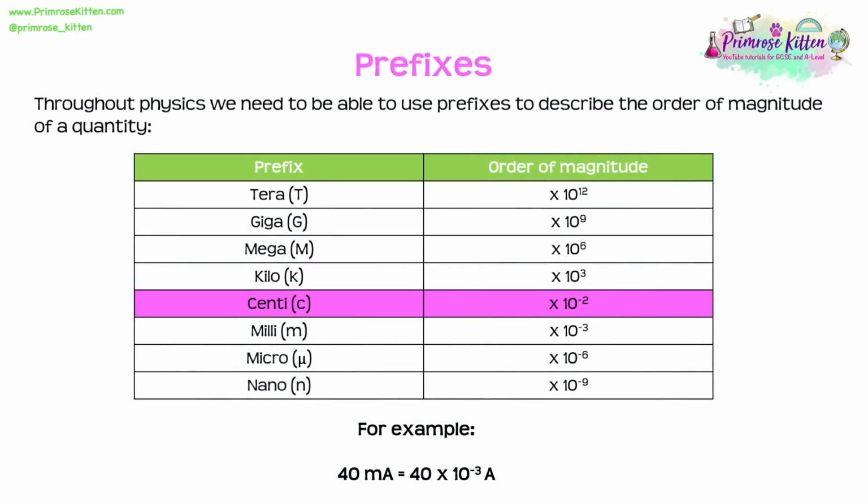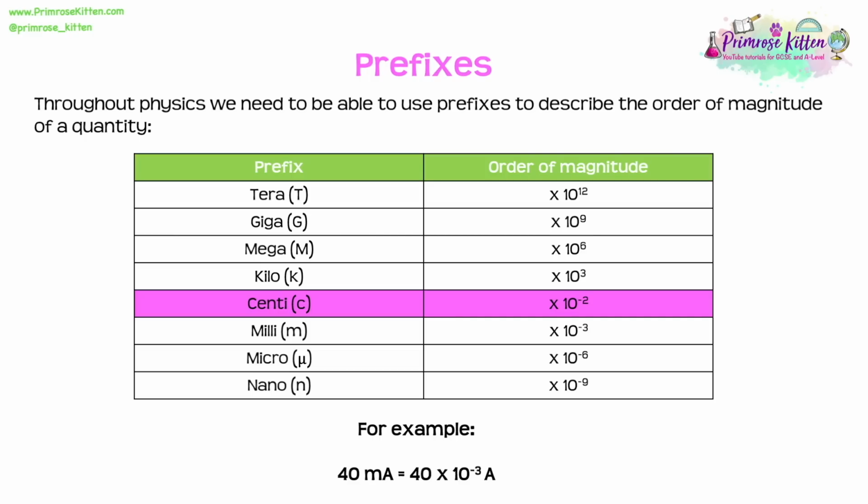I want to start off here by looking at prefixes. These are used throughout physics through all of the topics to describe the order of magnitude of a quantity. And when we're doing calculations, we need to make sure that we use the SI unit. So if they give you something such as milliamps, we need to convert it to amps.